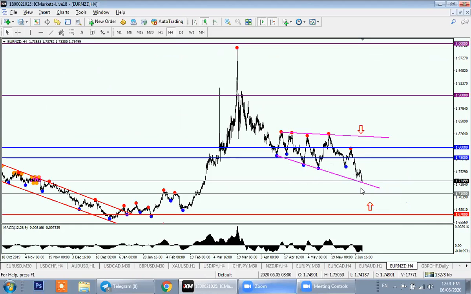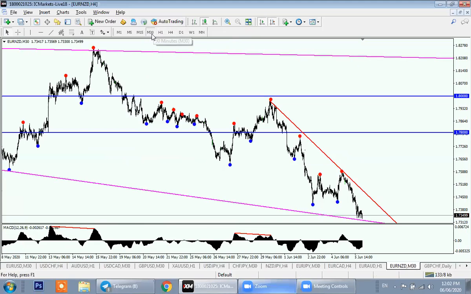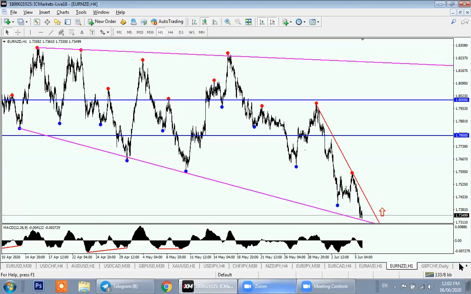So it's better to wait for price to get around here to look for buy opportunities. For now, I don't have anything to add on Euro NZD, and it would be overall bearish. Let's take a little break, and if you have any questions.